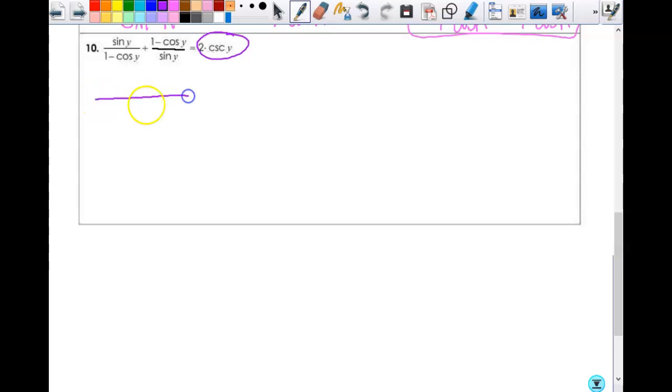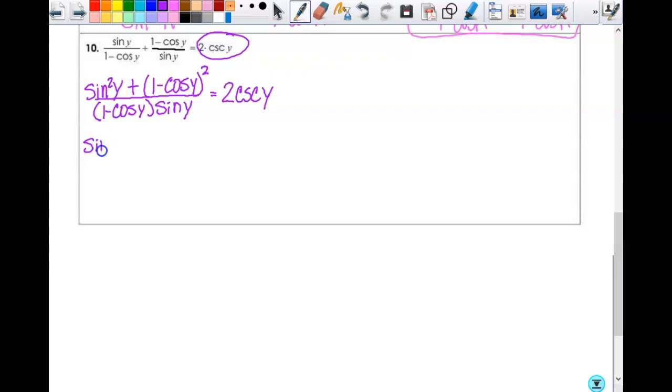So the common denominator is going to be 1 minus cosine y times sine y. Right? Which means this first numerator has to be multiplied by sine, so it's going to be sine squared y, plus, then this one has to be multiplied by 1 minus cosine, so it's going to be 1 minus cosine y squared, equals 2 cosecant y. So usually with the denominator, maybe you want to distribute, but maybe not, so I would always just hold off on that. But we have to do some stuff in the numerator, or we can't do anything.